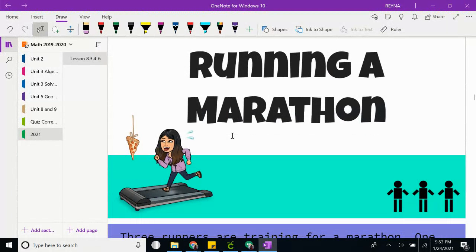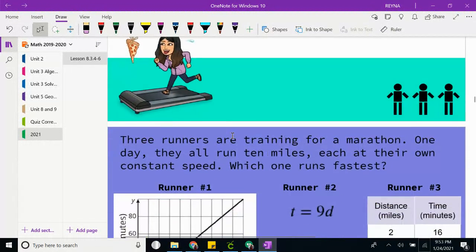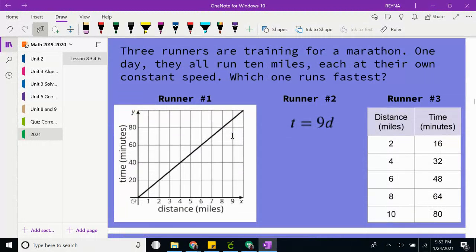Okay, let's look at an example comparing all 3 of these. So we have 3 runners. They are training for a marathon, and one day they all decide to run 10 miles, each at their own constant speed. Which one runs the fastest? So we want to see which one of these people can run the fastest. So what we're going to do is compare their slopes. So how fast they are running.